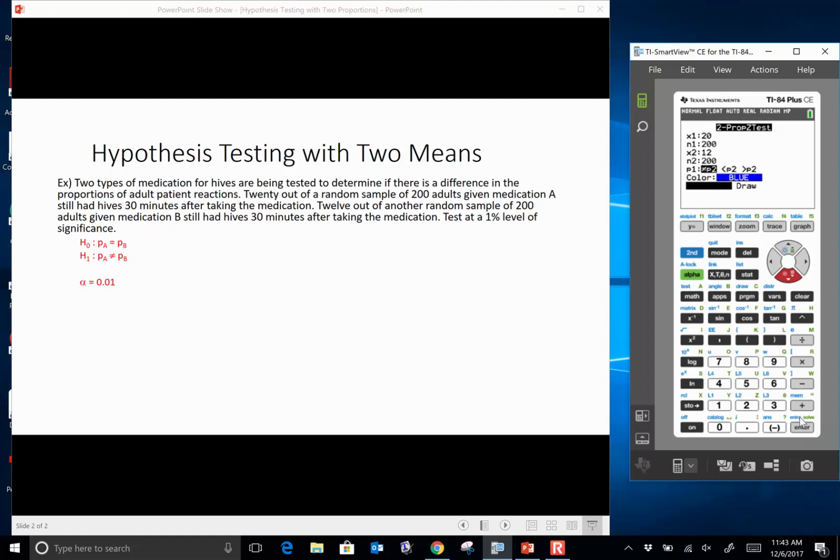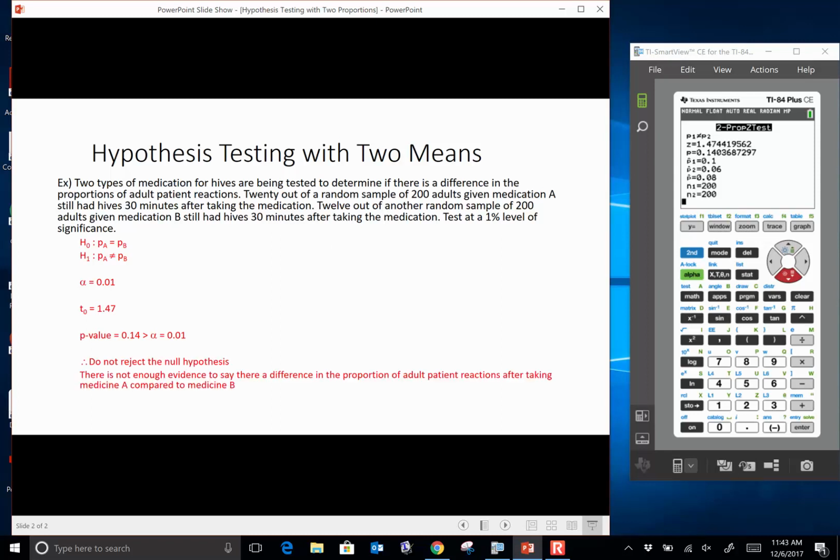I will go ahead and leave this as does not equal. I'll just go down to calculate here. And I see right at the top, that's my test statistic. So I'm going to go ahead and write that down. And then right below that is the p-value. So I'm going to go ahead and write that down and compare it to alpha. And I see that it is greater than alpha.